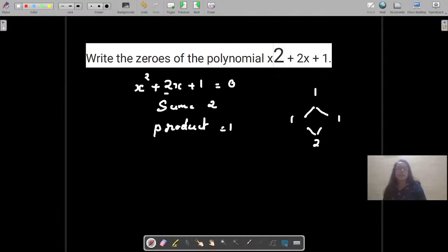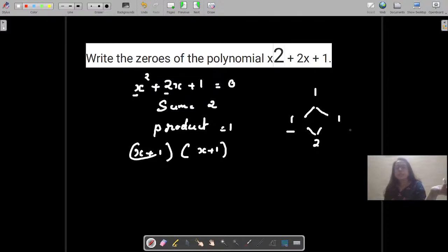Now here all are positive, so no need to think about the sign also. Both are positive. So it is x plus 1 into x plus 1. This is a shortcut. I don't want to factorize this because no coefficient is there for x square. If the coefficient is there, you have to divide by it. No coefficient is there, so directly you can write x plus 1 and x plus 1. The two zeros are 1 and 1.